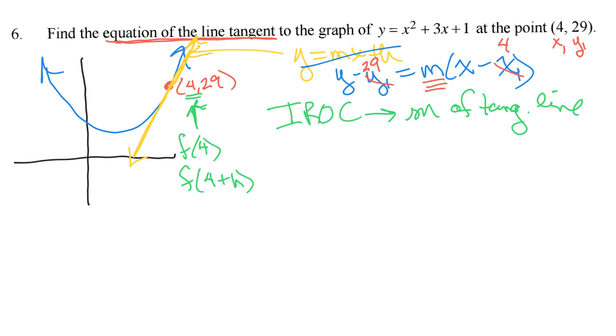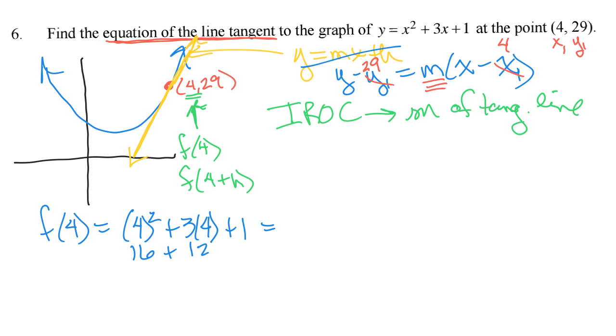Okay, keeping all that in mind, let's do the grunt work. We need to find f of 4. So f of 4 is going to be 4 squared plus 3 times 4 plus 1. 4 squared is 16. 16 plus 12 plus 1. So 16 plus 13 is 29.